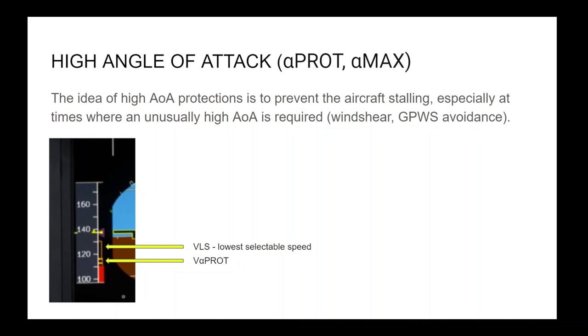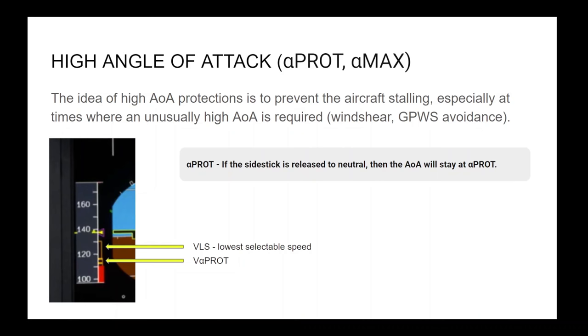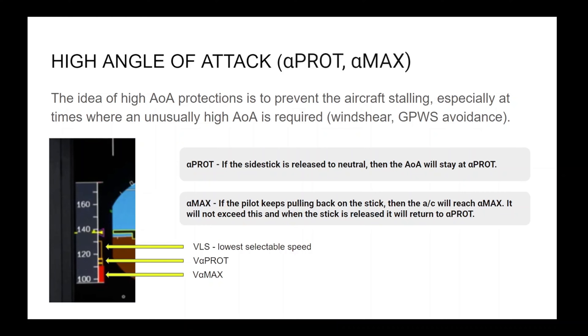The black and amber section is V alpha prot. This is where if the side stick is released to neutral, then the angle of attack will stay at alpha prot. The only way to get higher than this angle of attack is if they keep pulling back on the side stick. This is when speed enters the red bar. This is V alpha max. At alpha max, if the pilot keeps pulling back on the stick, then the aircraft will reach alpha max. It will not exceed this, and when the stick is released, it will return to alpha prot.